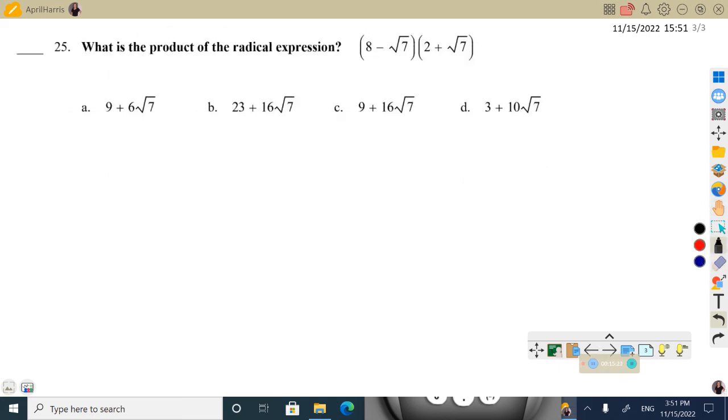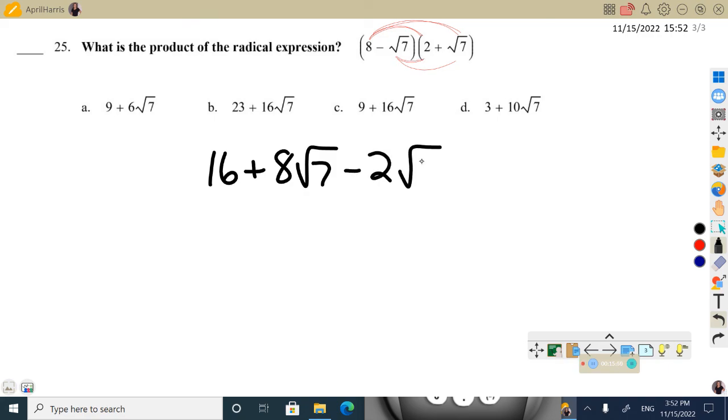Okay, last problem. What is the product of the radical expression? This was also from our last test. What you're going to need to do is distribute twice or FOIL. First times first, outer times outer, inner times inner, last times last. So 8 times 2 is going to be 16. 8 times radical 7 is positive 8 radical 7. Inner times inner is negative radical 7 times 2. That's negative 2 radical 7. And last times last, a negative times a positive is a negative. Square root of 7 times square root of 7 is 7.